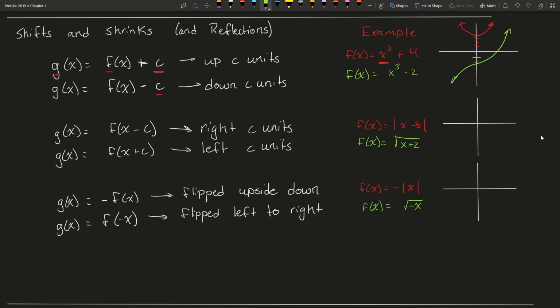We can also shift horizontally. So if we have some function g is equal to some parent function, but we're changing the input, so we're subtracting some number from the input inside, we're going to shift right that number of units. Okay, so for example, if we have f of x is equal to the absolute value of x minus 5, we shift the entire absolute value function over to the right 5 units to look something like this.